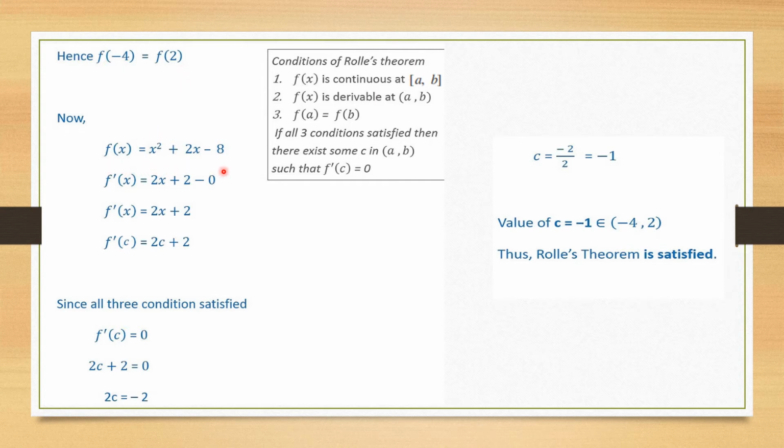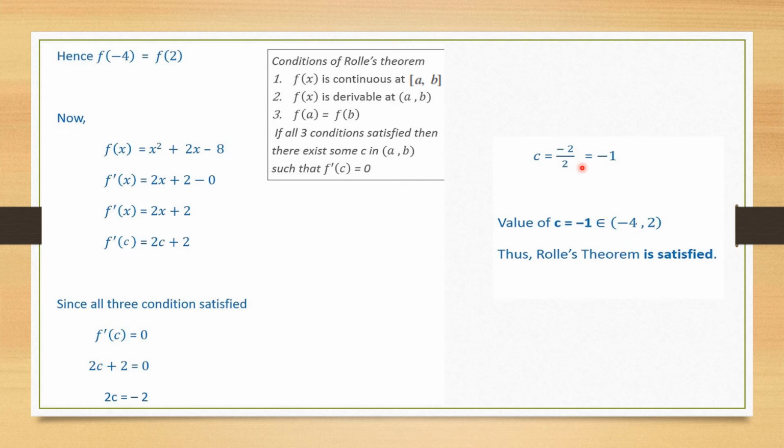Also, f(x) is x square plus 2x minus 8, for which the derivative is 2x plus 2. f'(c) will be 2c plus 2, obtained just by replacing x by c. So all the three conditions are satisfied. That means f'(c) is equal to 0. That is, 2c plus 2 is 0 and we get c as -1.